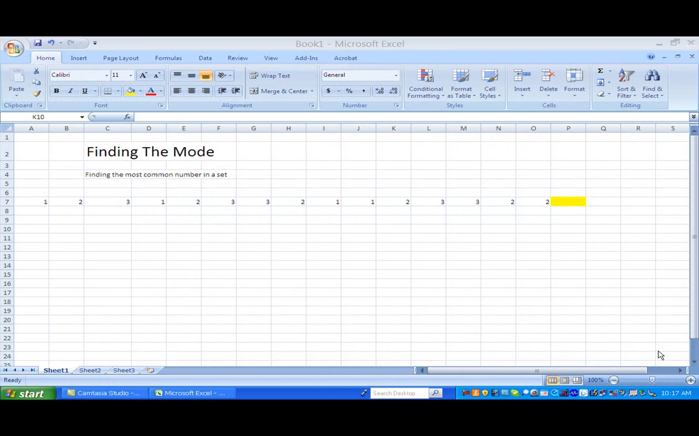Now, with a small group of numbers, you can always do this by pencil and paper, and it's easy to do. However, if you had several hundred numbers, it wouldn't be so easy to do, and that's where the computer comes in really handy. So, how do we find the mode?